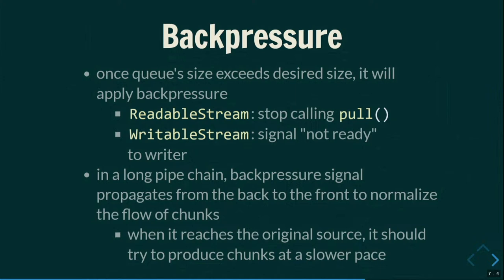And in a long pipe chain, again with lots of transform streams in the middle, this back pressure signal will propagate from the back of the stream, your final sink, all the way up to the original source readable stream, usually a fetch or a file that you're reading at the front. That helps make sure that you're not pulling in too much data off the network that you're not immediately going to use. So when you encounter that, you want your original source to try to deliver chunks at a slower pace, so that we don't consume the entire memory.